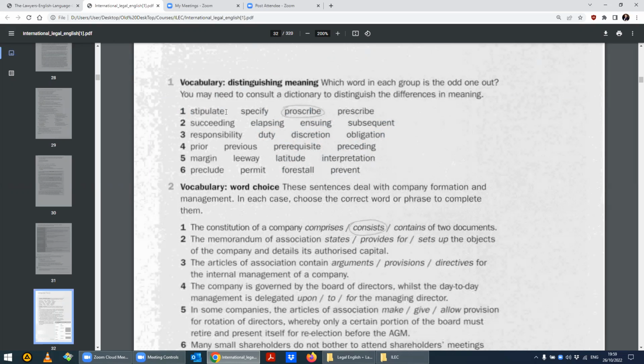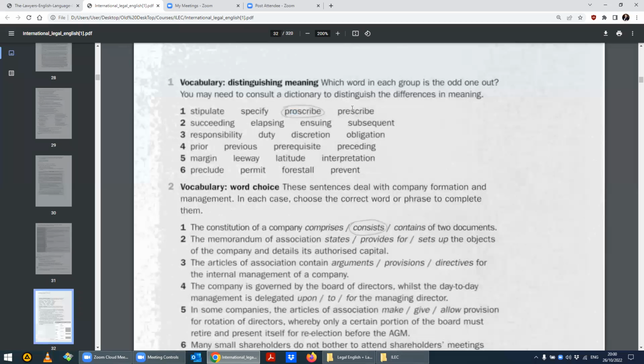For example, we can stipulate something in the company articles. We can specify something. We can prescribe something. In other words, what we're doing is we're instructing. Whereas to proscribe with an O means to prohibit. So stipulate, specify, prescribe, they all mean something similar. Proscribe means something totally different. It doesn't fit. It's the odd one out. It means to prohibit. Notice the difference between proscribe and prescribe.